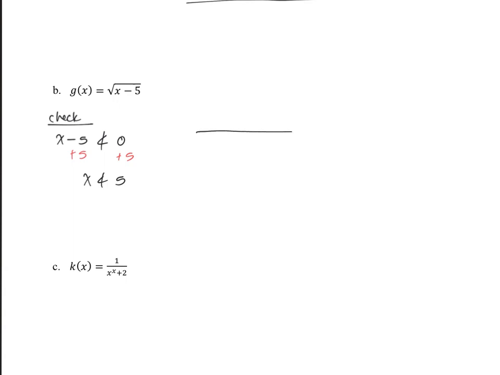Let's go ahead and graph these values. x cannot be less than 5, which means the only option is for x to be greater than 5. Can it be equal to 5? Yeah, it just can't be less than. So my interval notation is 5 to infinity.